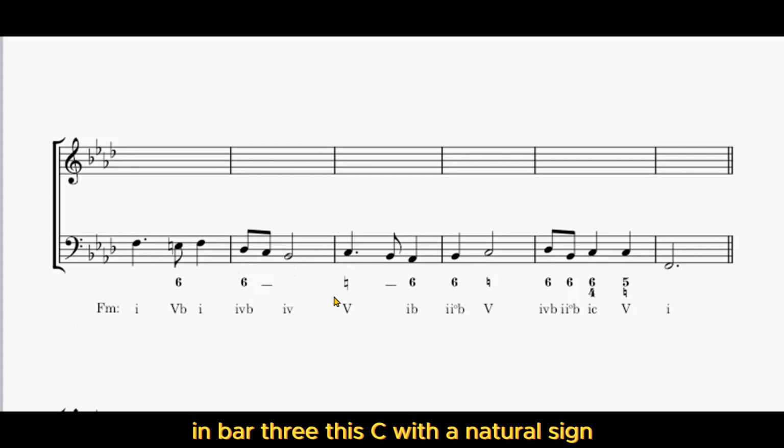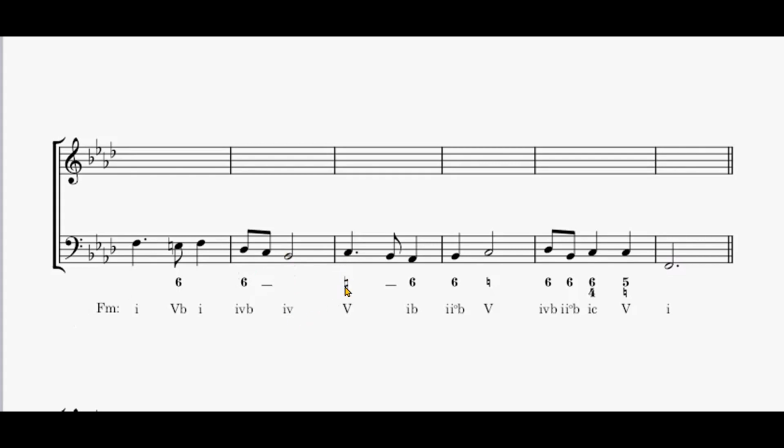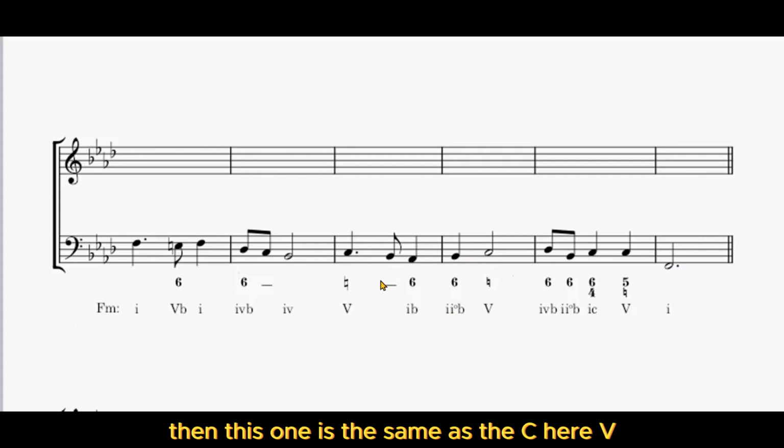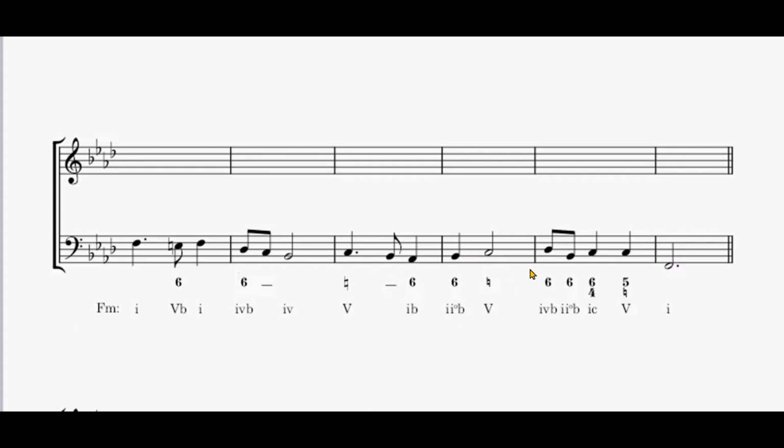In bar 3, this C with a natural sign means the third from the bass, that is an E, must be E natural. So C, E natural, G is a 5 chord. The dash here is a passing note. 6 means first inversion, so F, A flat, C, 1B. B flat as the first inversion, that's G, B flat, D flat, a 2B. Then this one is the same as the C here, 5. D flat, we have done this as 4B.